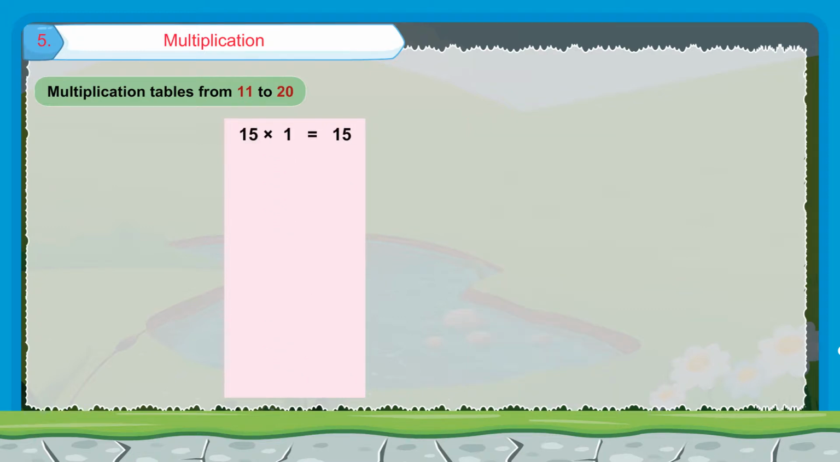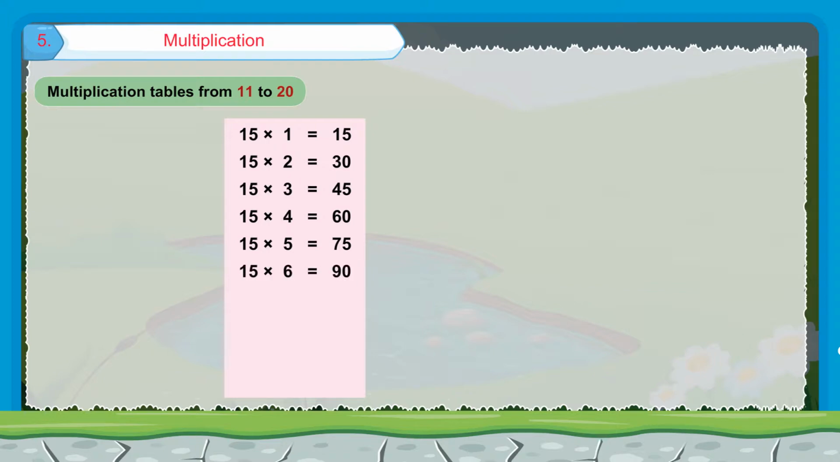15 into 1 is equal to 15. 15 into 2 is equal to 30. 15 into 3 is equal to 45. 15 into 4 is equal to 60. 15 into 5 is equal to 75. 15 into 6 is equal to 90. 15 into 7 is equal to 105. 15 into 8 is equal to 120. 15 into 9 is equal to 135. 15 into 10 is equal to 150.